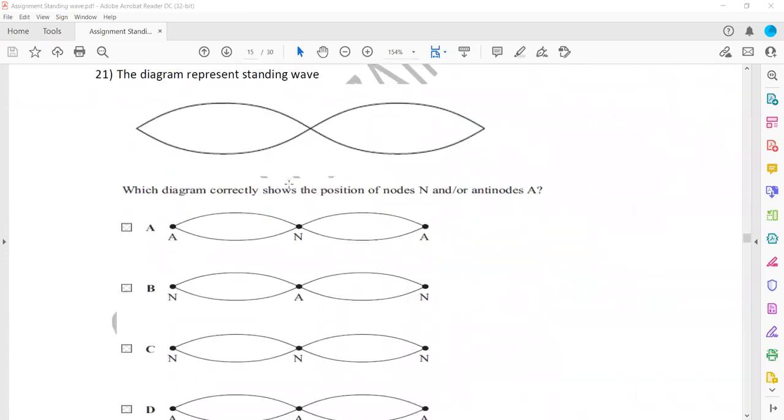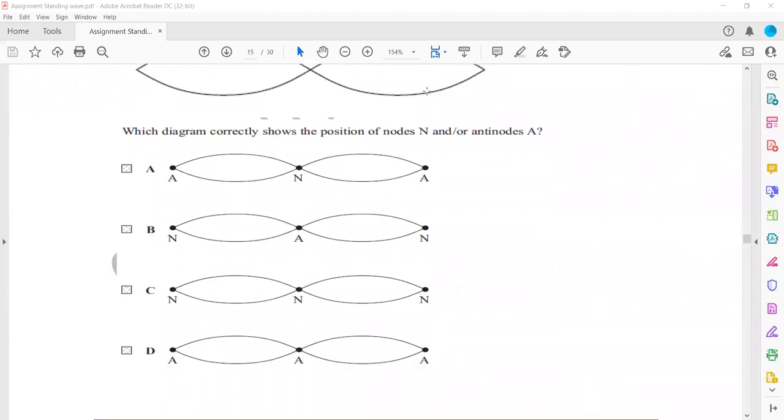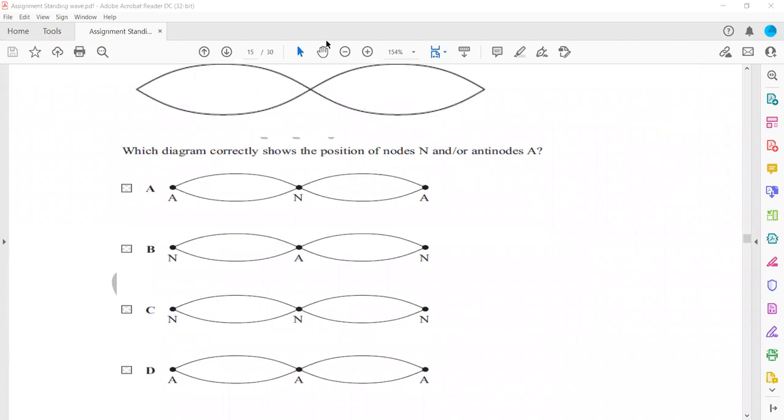The diagram represents the standing wave. Which diagram correctly shows the position of node and antinode? So this is wrong because no, this is not an antinode. This node is correct, antinode is wrong, node is correct, and node is correct. So C here is totally wrong. So C is the right answer.